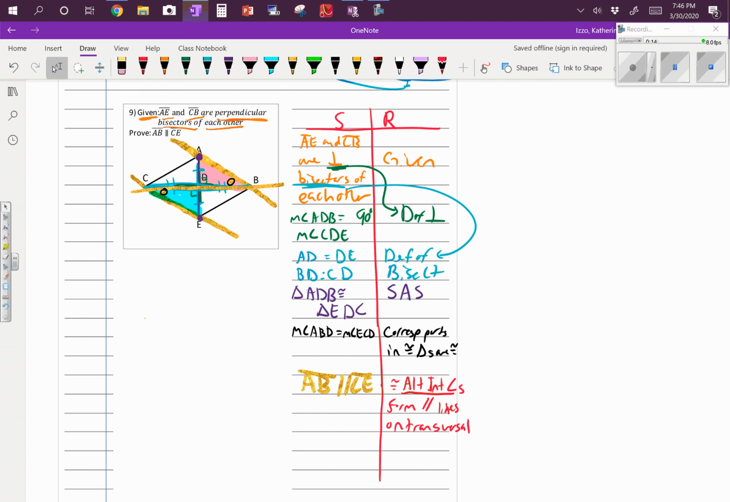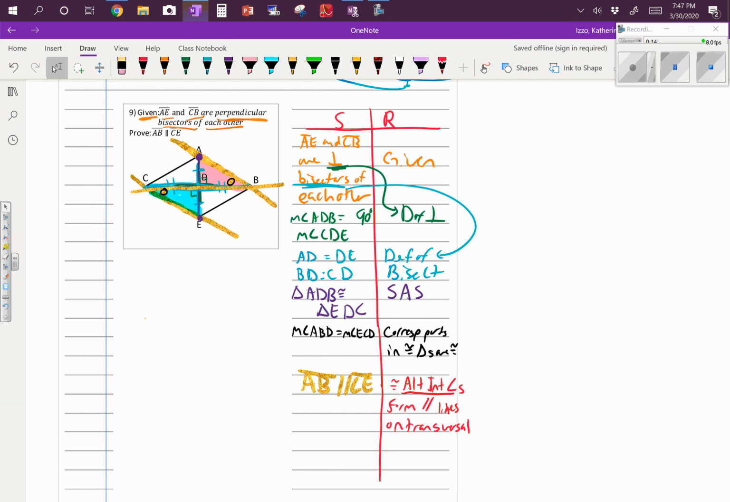We start by proving two triangles congruent, then we can get the angles next to them. The angles inside my triangles equal. And once we've got those angles inside my triangles equal, those angles that are actually next to my parallel lines, I can make the leap to parallel lines.